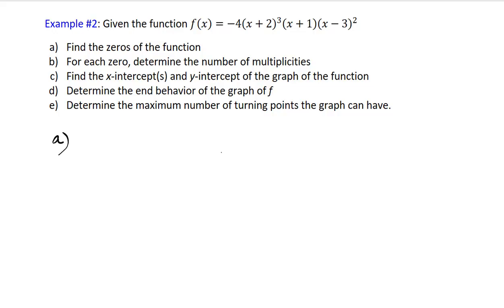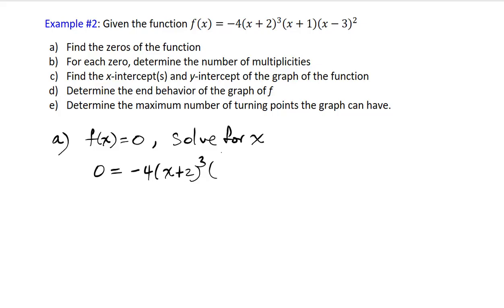Recall that the zeros of a function are the x values for which the function value is 0. And hence, our first step is to set f of x to 0. Now we have a statement that we can solve for x. Hence, the function value is now 0, and it's equal to -4 times the quantity x plus 2 raised to the power of 3 times the quantity x plus 1 times another quantity x minus 3 squared.